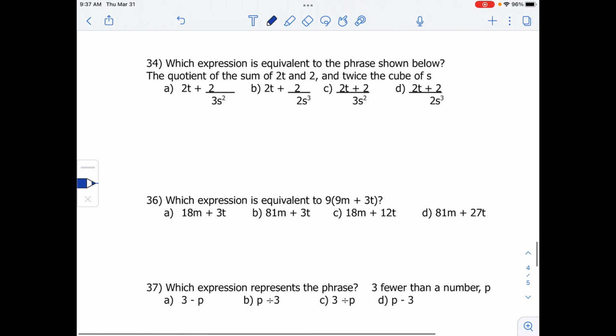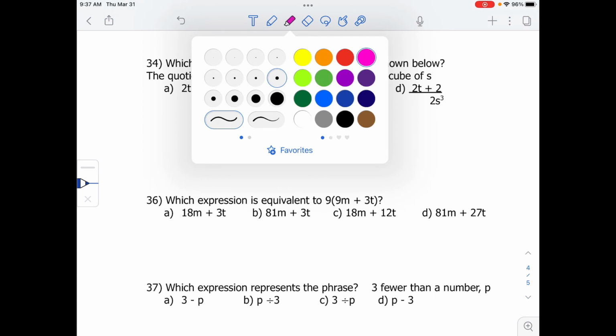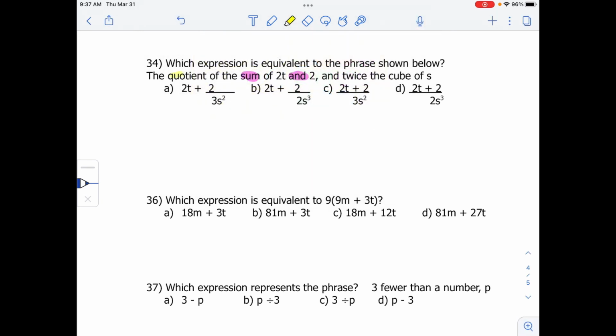All right, number 34. Which expression is equivalent to the phrase shown below? The quotient of the sum of 2t and 2 and twice the cube of s. All right, we've got quotient and sum here. So sum, I'm going to replace right here where that and is. And then quotient for division is going to go in place of this and.